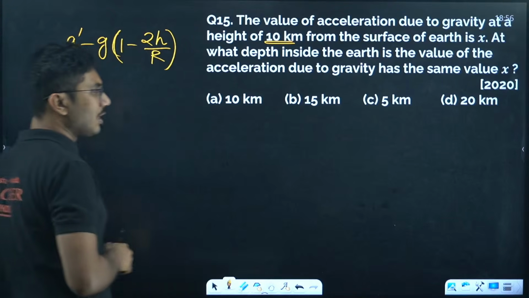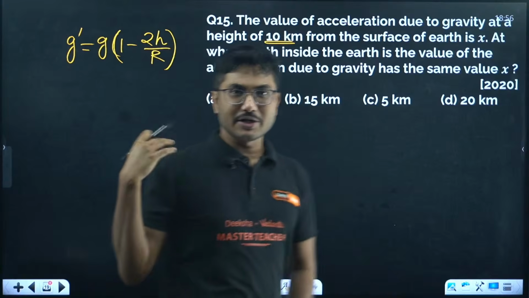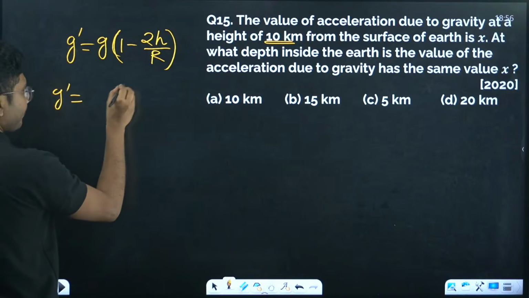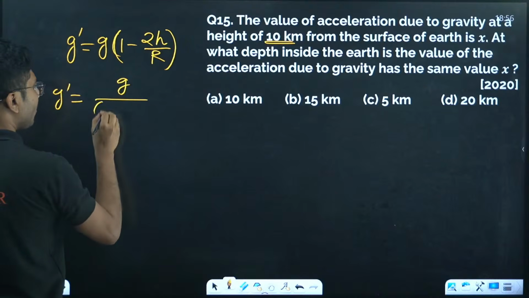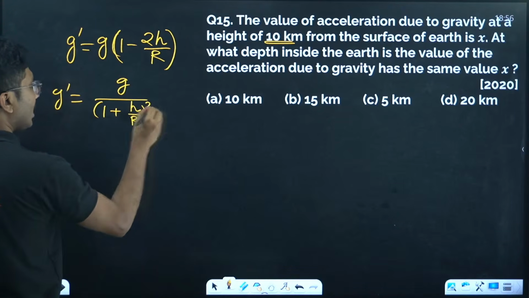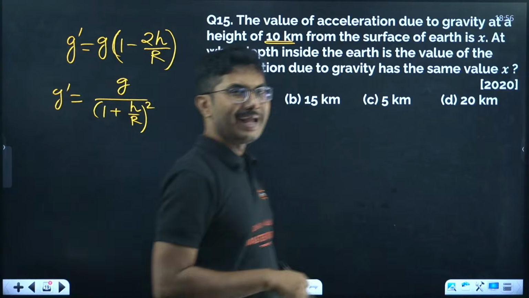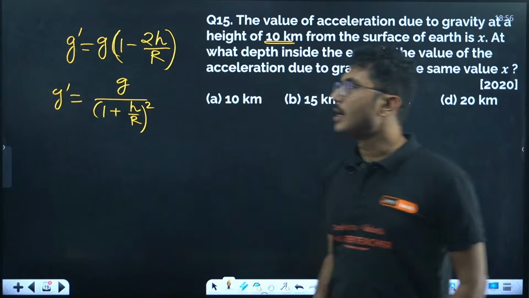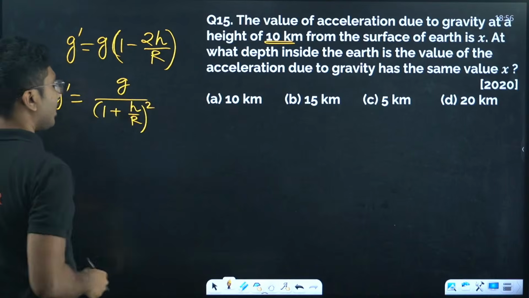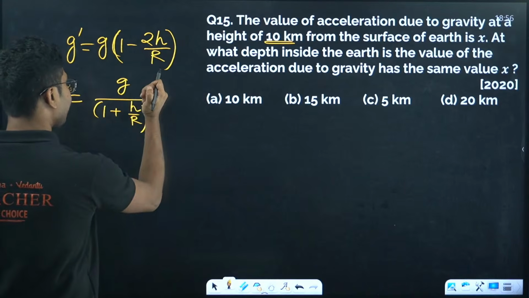Normally what is the formula for gravitational acceleration at a height? You have all done this derivation in your PU1. Normally the formula is 1 plus h by R whole square. If the height is large, you have to use this formula, but if the height is small, this formula can be approximated to this value.